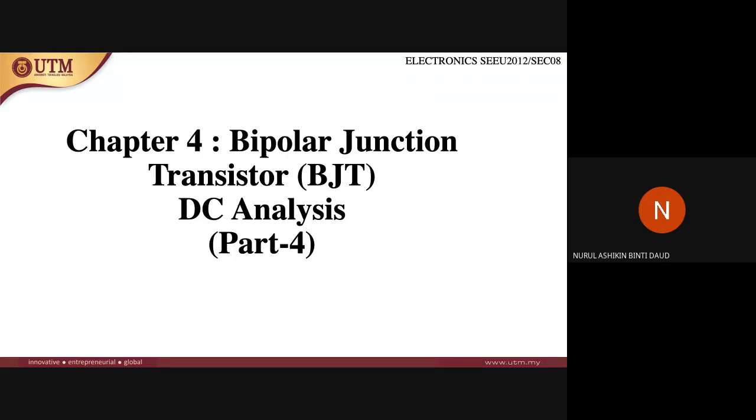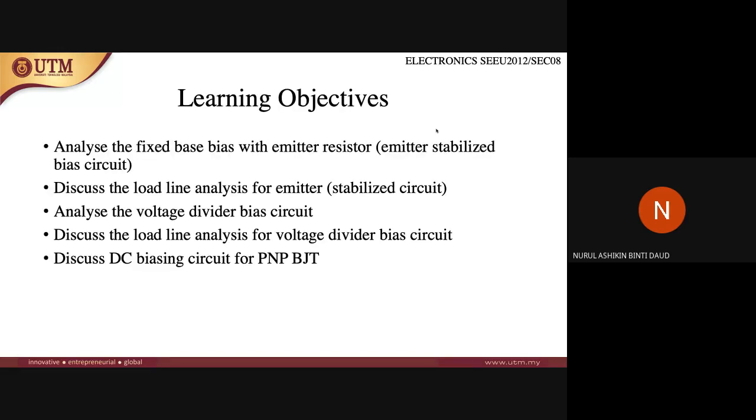All right, so for today, we will continue from our previous class yesterday, which is bipolar junction transistor, still the same chapter, DC analysis. But for today, we will focus more on the fixed base bias with emitter resistor, where there's an emitter resistor. This is also called the emitter stabilized bias circuit.